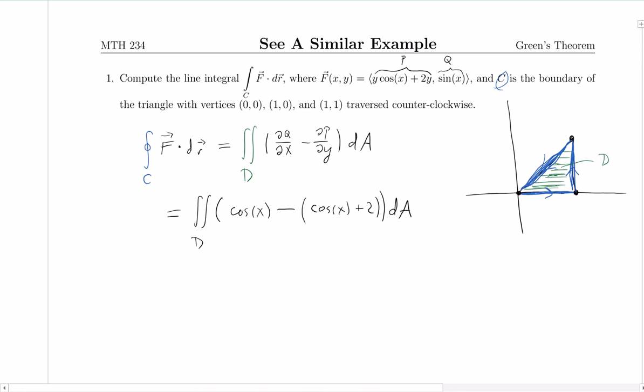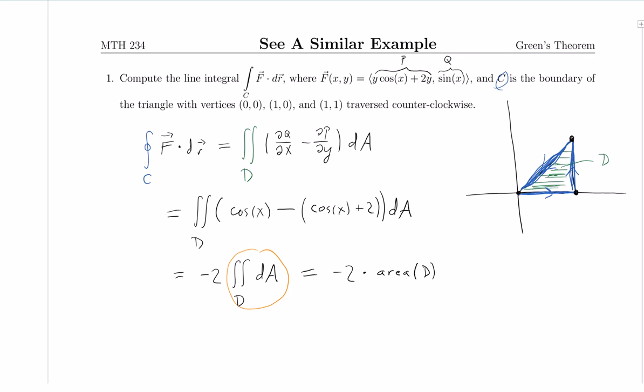And something quite nice happens here, which makes the integral much easier. The cosine x just cancels out, and we're left with just minus 2. And we'll pull that constant out. And you should recognize this type of integral. We're integrating just the function 1, so that just computes the area of the region D. So this is just minus 2 times the area of the region D.